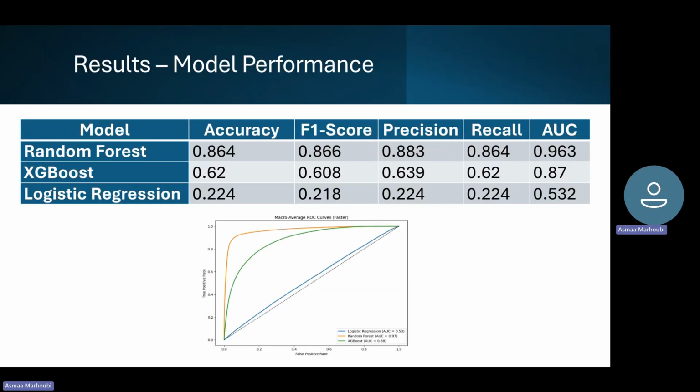So, for the model performance results, we compared, as mentioned earlier, random forest, XGBoost, and logistic regression. When it comes to accuracy, random forest shows the highest accuracy of 0.864, and also the highest F1 score, precision, recall, and AUC. The ROC curve below presents the results as well.